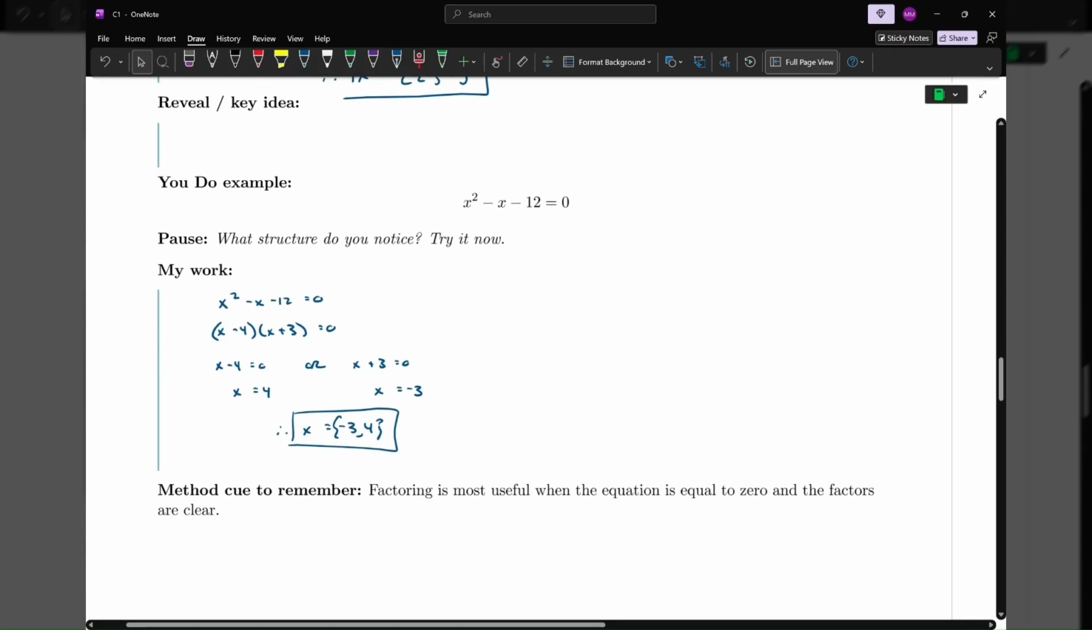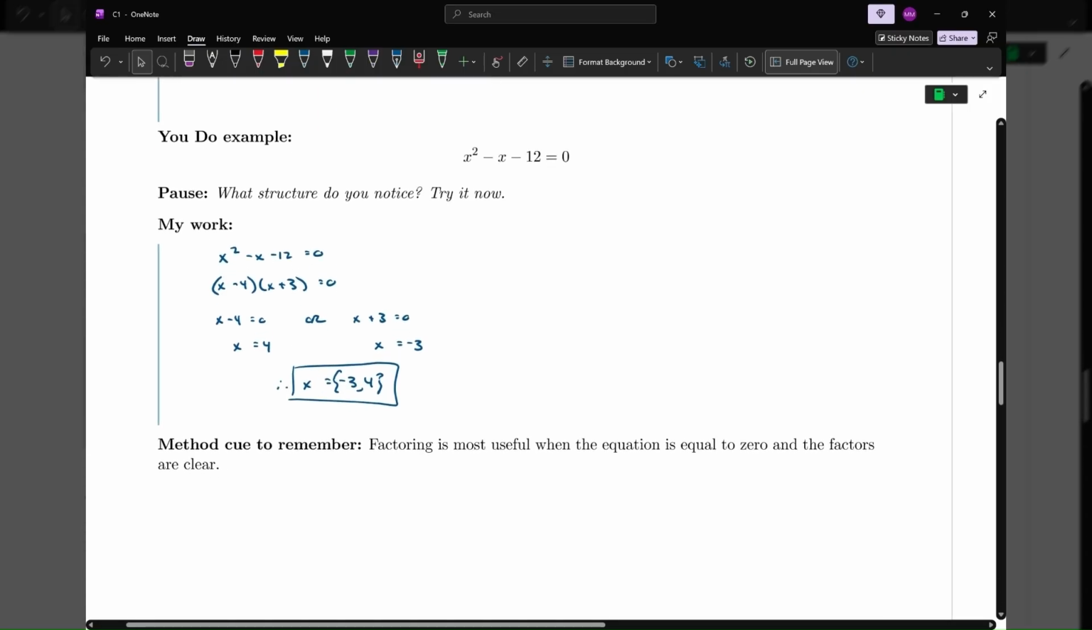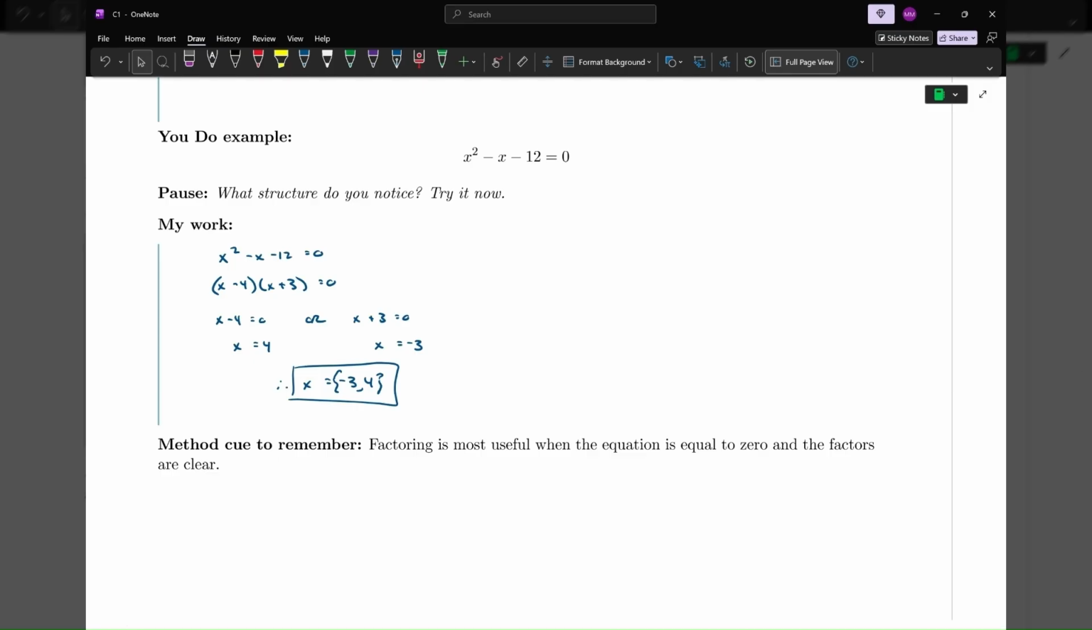Okay. So there's your solution. So you can see ultimately x is going to be -3 or 4. So again, just remember, factoring is going to be useful when we set it to 0 and we can really quickly see those factors. Factoring should not be a big process. It should be 15, 20 seconds, factor it, move on. Okay, let's try another one.